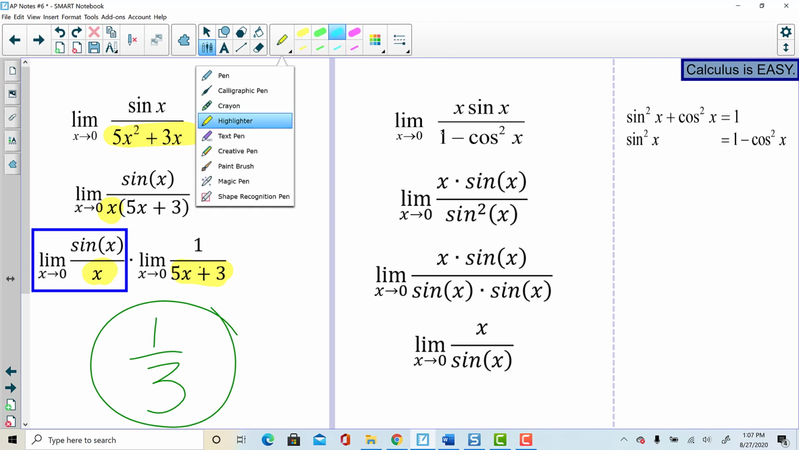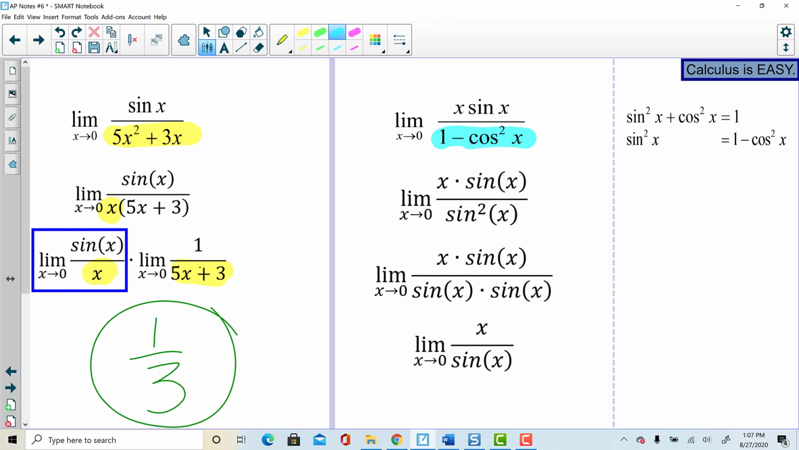Okay, on our second example over here, we have the bottom with a 1 minus cosine squared. And we're going to change that into sine squared, but you have to look at the rule. The rule over here says sine squared plus cosine squared is 1. We would have to subtract cosine squared from both sides, and you get this new identity that says sine squared is the same as 1 minus cosine squared. So that's the reason why we can make that trade right there.